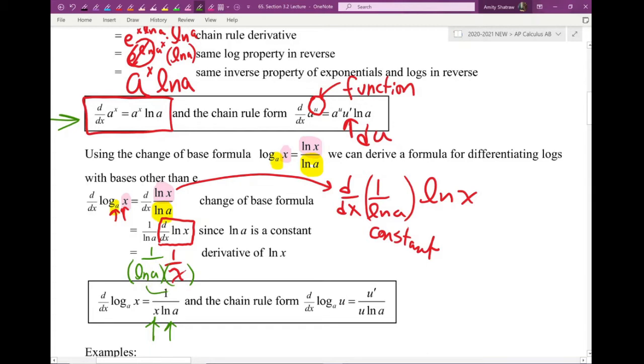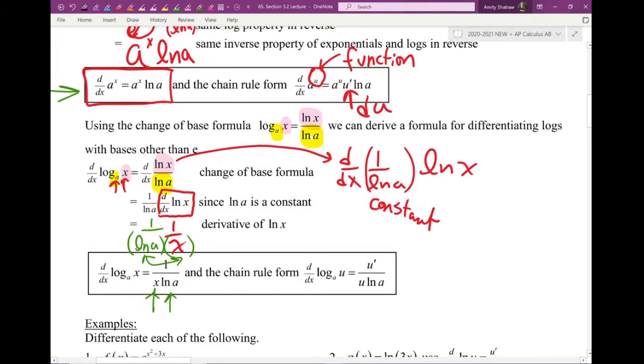Why did I write this in back and this in front? It's just habit. Natural log of a is a constant, and I don't like to put parentheses on everything. It just gets tiresome. So if you throw it at the end, like natural log of 3, natural log of 2, natural log of 10, then you don't have to put parentheses around it, okay? So that's why I put it at the back.